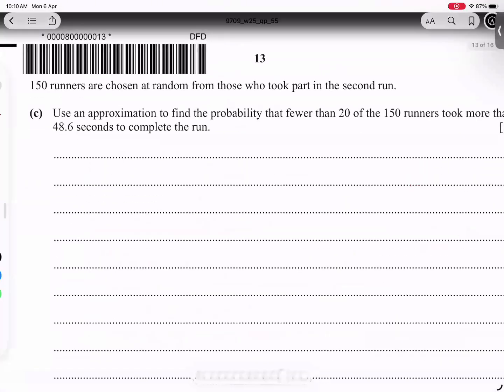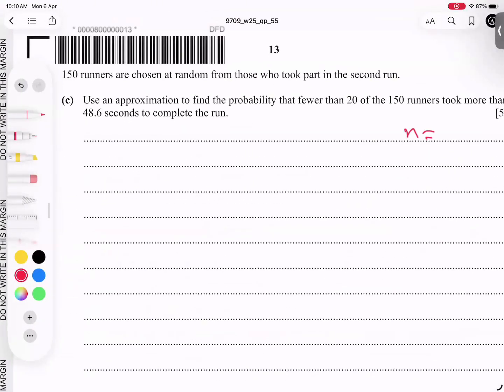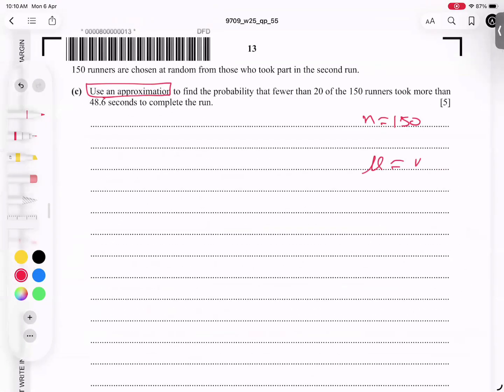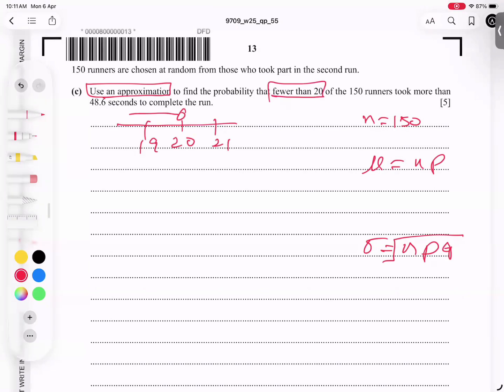Next part of the question is 150 runners are chosen. So N is 150, very clear. Okay, and approximation. Whenever this word comes, we use two things. We find a new mean, np by formula, we find new deviation, root npq formula, and we do continuity correction. He said fewer than 20. 20 is this, 21 here, 19. Fewer means this one. So 0.5 jump backwards. So I'm looking for X value or T value less than 19.5.